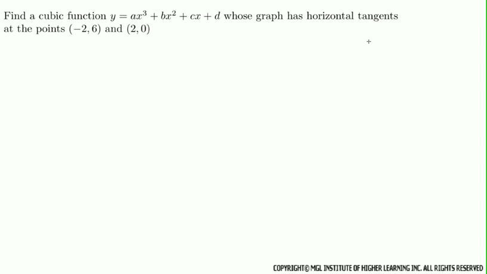Okay, so in this one, they give you an equation of a cubic, and they don't give you any of the coefficients. A, B, C, D are all unknown, right? They give us 2 points. We can plug that in. So let's plug the first point in. You get 6 is equal to negative 8a plus 4b minus 2c plus d.